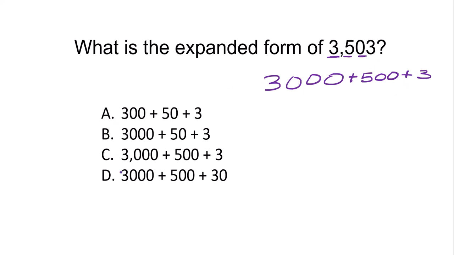So find the answer that's written like this, 3,000 plus 500 plus 3. No, it's not this one because this is 300 plus 50 plus 3. 3,000 plus 50 plus 3. No. 3,000 plus 500 plus 3. Yes. 3,000 plus 500 plus 30. No. There you go, you found your answer.